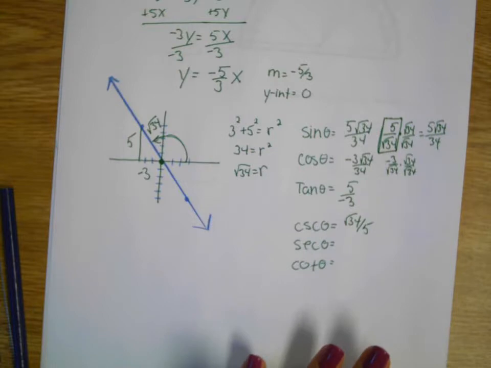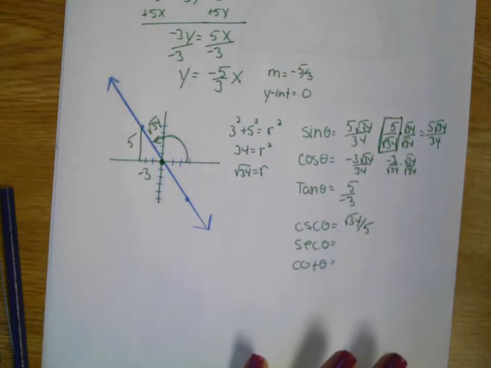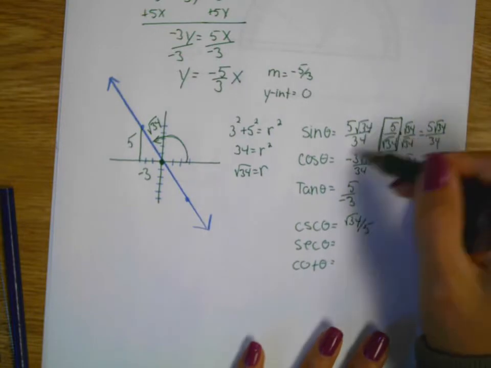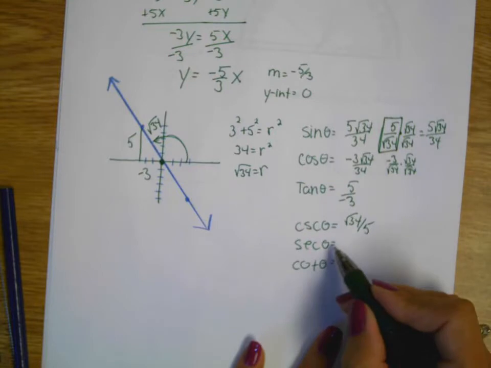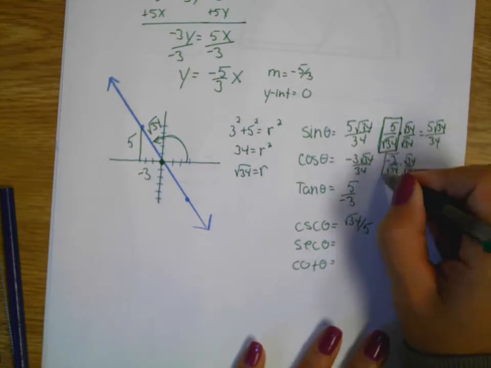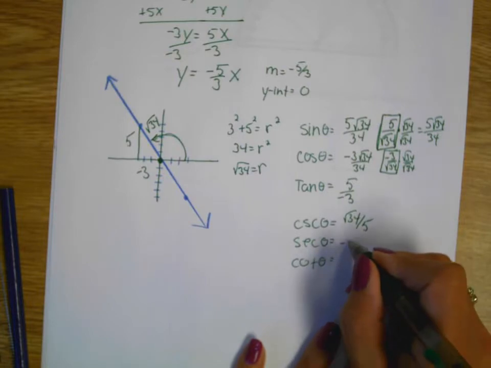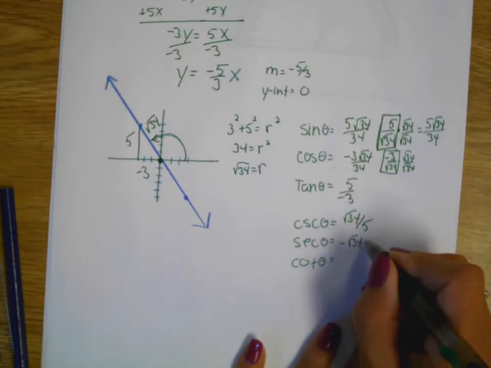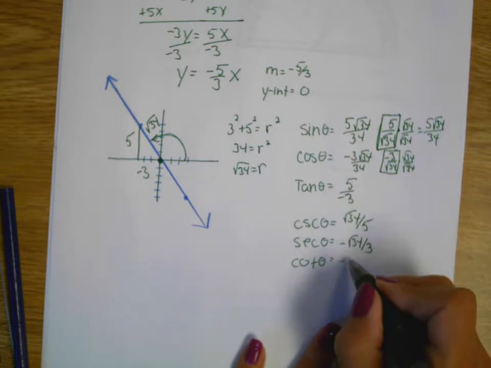So you should only have to hit a ratio with a 1 one time. You shouldn't have to do it twice. If you did it twice, that just means you took your final answer, flipped it over, and made more work for yourself. So secant, we're going to flip over the original one and have negative square root of 34 over 3. And then cotangent, -3/5.